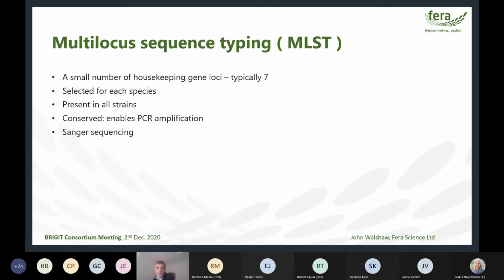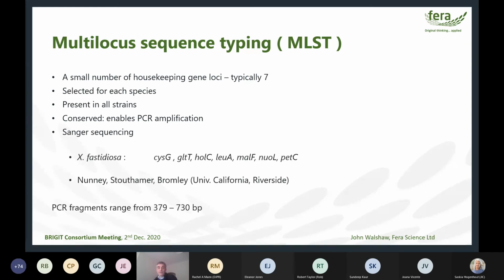So MLST involves a small number of housekeeping gene loci, which experts select for each species, and of course they must be present in all of the strains, and they must be well conserved because obviously we have to amplify them and then subject them to high quality sequencing. And there's this well-established scheme with Xylella fastidiosa from Leonard Nunney and colleagues at University of California, Riverside, involving these 7 genes. And there's a range of lengths of the PCR fragments, and of course they're relatively constant in length.